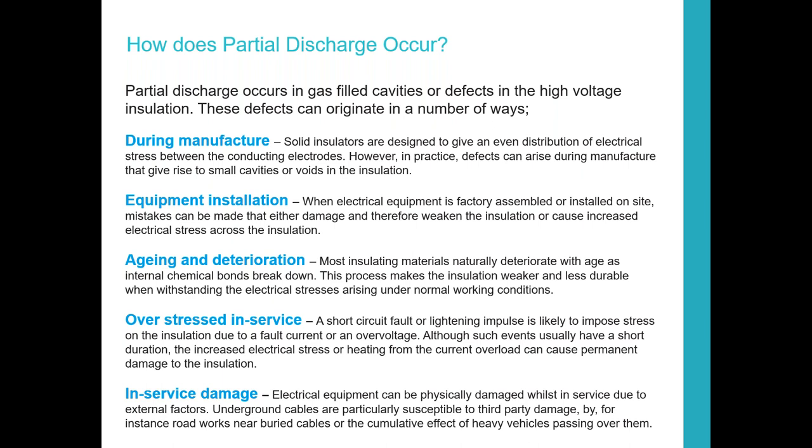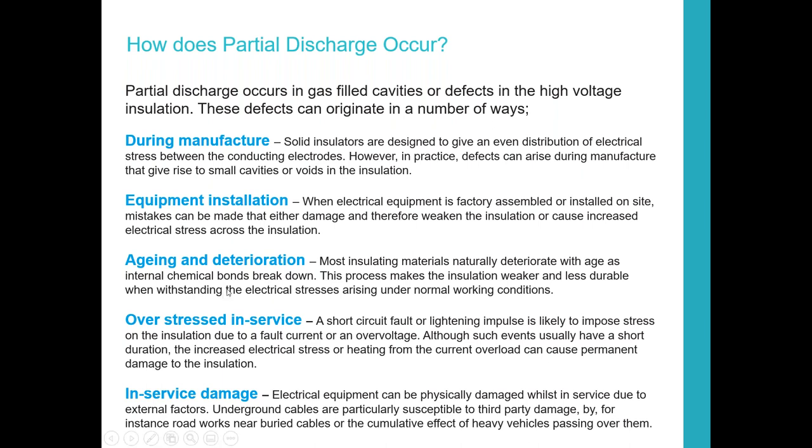During equipment installation, when electrical equipment is factory assembled or installed on site, mistakes can be made, whether it's workmanship with a termination, or putting too tight of a bend radius on a cable. It can happen during the installation process. If you have a shielded cable, it's multi-layered, and those layers are supposed to be bonded together. But if you bend that cable too tight of a radius, it causes the layers to kink and separate, and you get an air gap in there. And that could be a PD source.